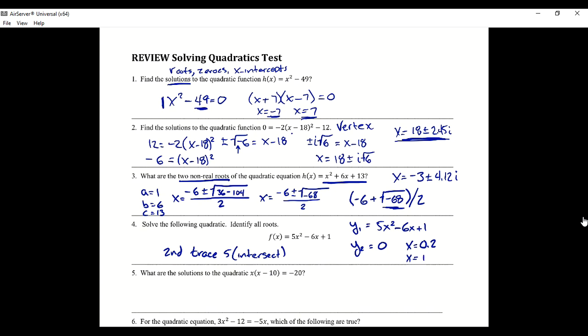Why is that 0.2 not right? Okay. And we can double check. Anytime you get an answer that you don't think makes sense, you can always just plug it in. So 5 times 0.2 squared minus 6 times 0.2 plus 1, and we get 0, so that is a correct answer. Easy way to double check your work.